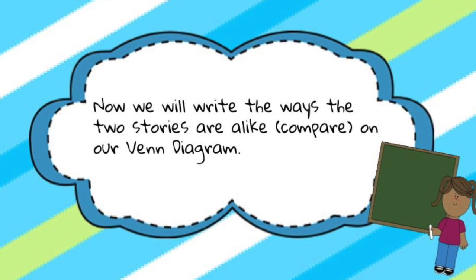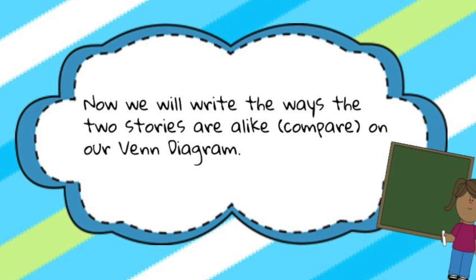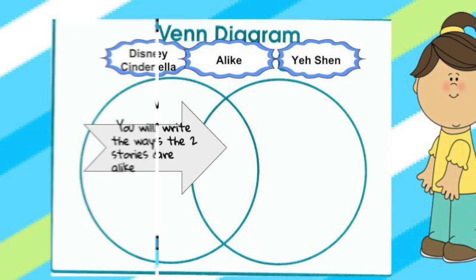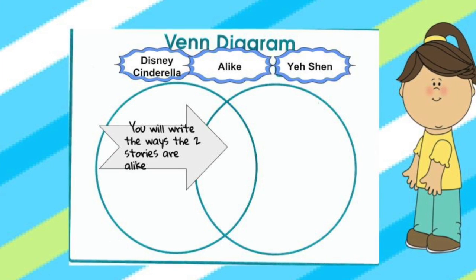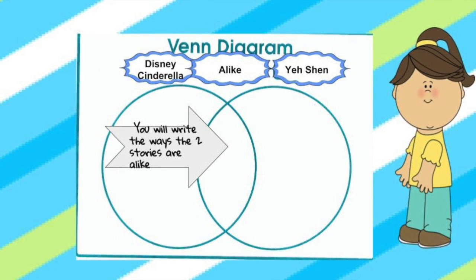Next, we will write all the ways the two stories are alike or compare them on our Venn diagram. In the middle of the circles where they overlap is where we will list the ways the two stories are alike or compare them.